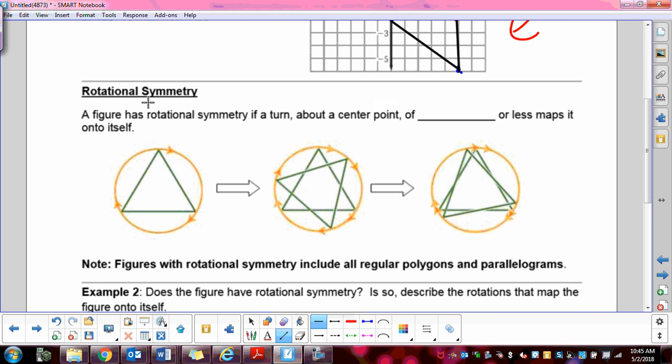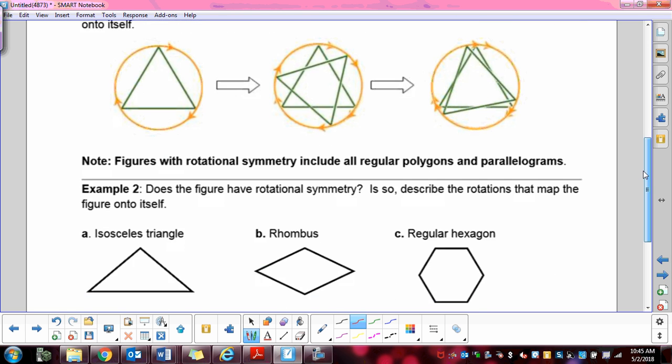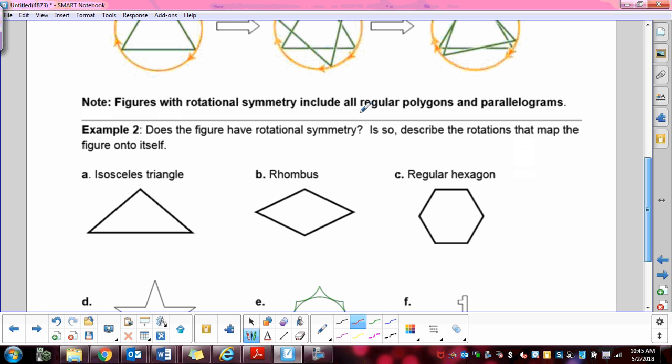Rotational symmetry means, for this triangle, what is the smallest degree that I can rotate it so it'll land exactly onto itself again. So we're going to say a figure has rotational symmetry if a turn about the center point of 180 degrees or less maps onto itself, so it's going to look like itself again. All regular polygons, regular means that the polygons have equal sides and equal angles, and parallelograms. Does the figure have rotational symmetry?